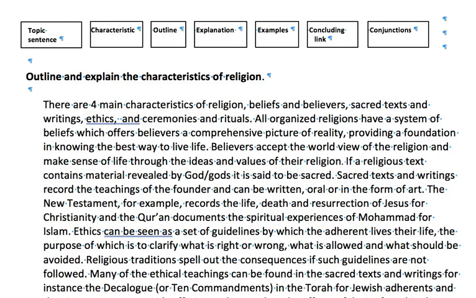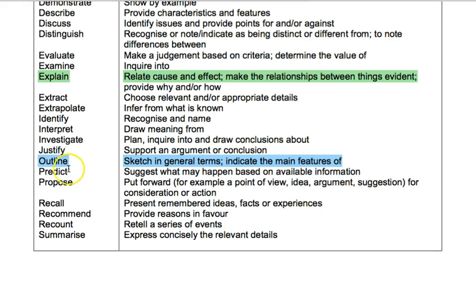This video is going to look at responding to a past question 11 from a prelim SOR exam. The question: outline and explain the characteristics of religion. The first thing we do is have a look at those key verbs. Outline means to sketch in general terms, indicate the main features of. And explain is to relate cause and effect, make the relationships between things evident.